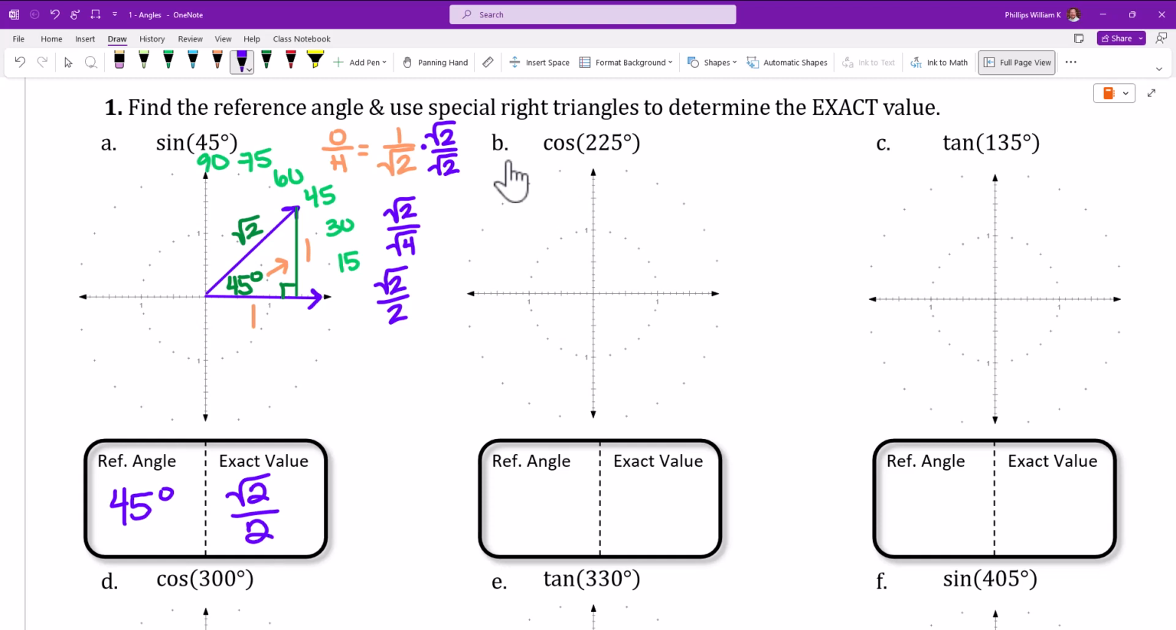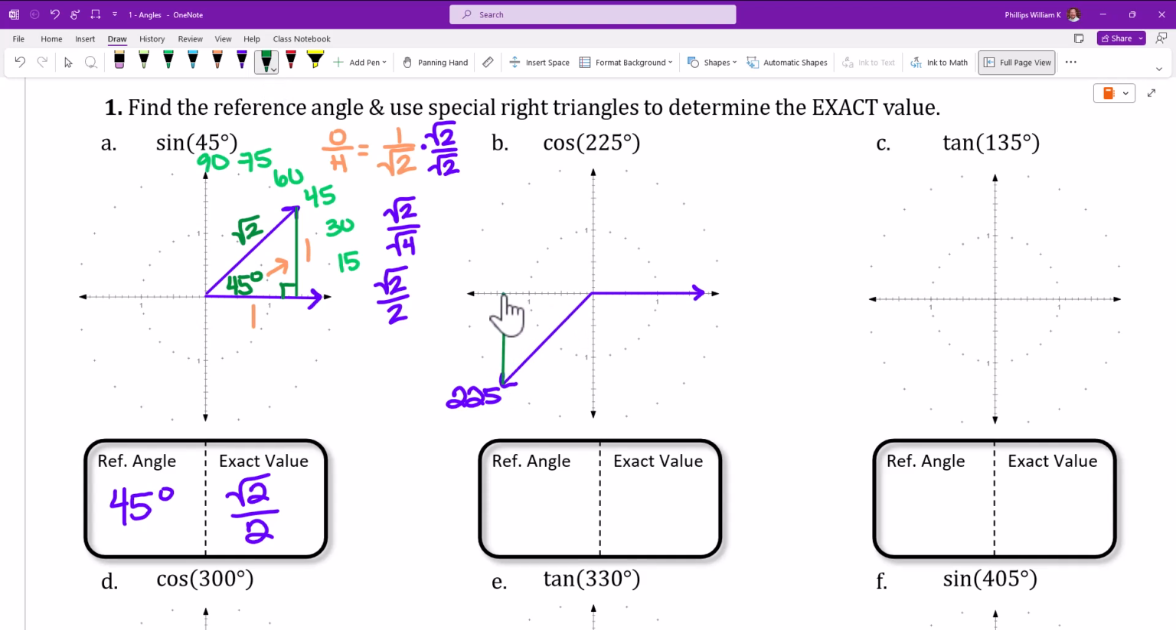Now, let's try another one. Let's look at cosine of 225. Now, go back to your model. Look at where 225 is, and you should notice that 225 is right about here. So again, we have our initial side, which comes right here, and we have the 225 degree angle, which is right here. All right, so we have this whole thing. There's my angle. But to find the exact value of this, we are going to create a right triangle with the x-axis.